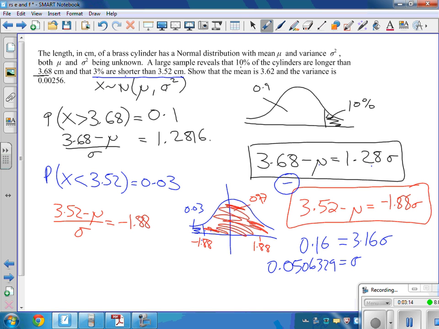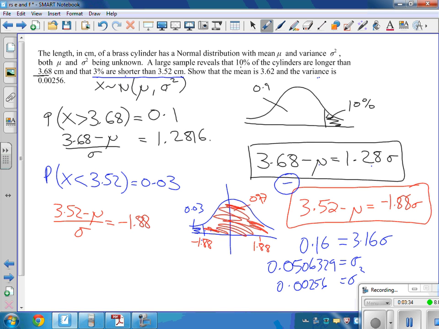that gives me a tiny value, 0.0506329. And did it ask for that? It actually asked for the variance. The variance, so if I square that, sigma squared, if I square that, times it by itself, what's that again? 0.0256. That's good.